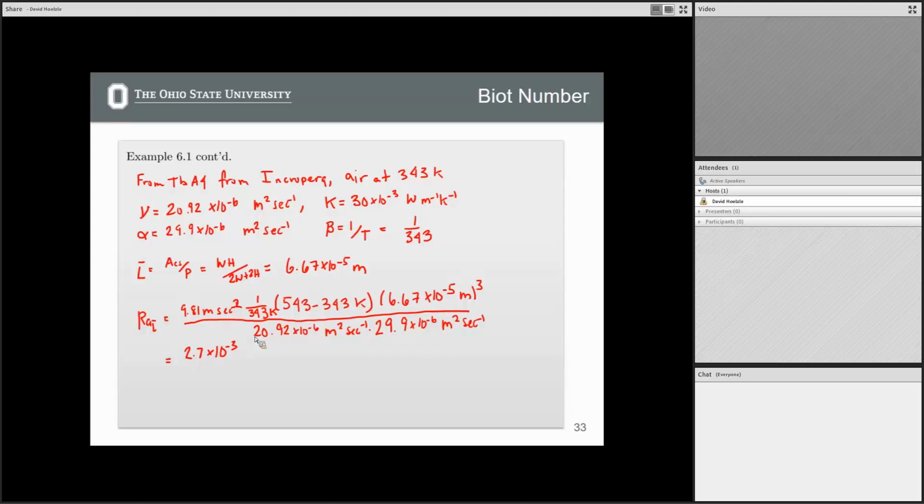This is a really, really small Rayleigh number in comparison to a lot of other problems. So I think fortunately this is going to give us very, very little natural convection, but this is a really small number compared to what a lot of problems look at in heat transfer. Nusselt number from this is equal to 0.54 times Rayleigh number to the 1/4.